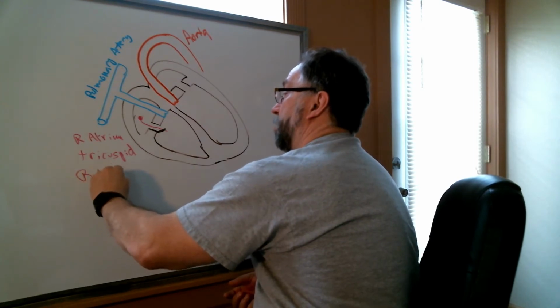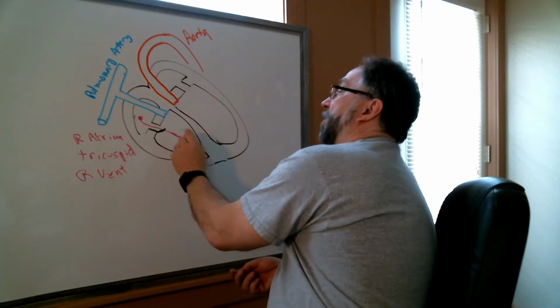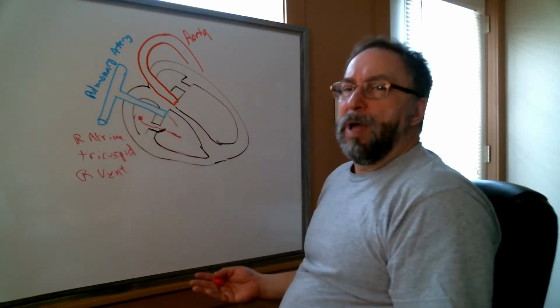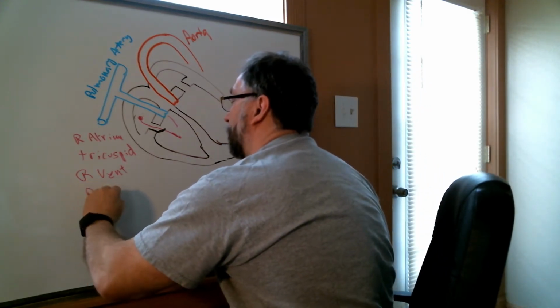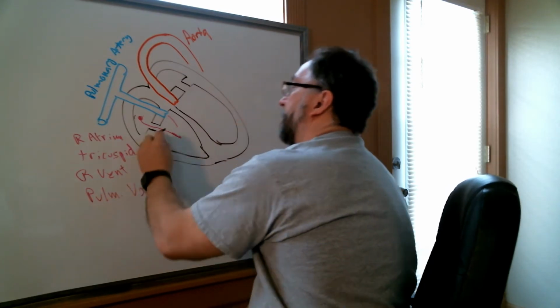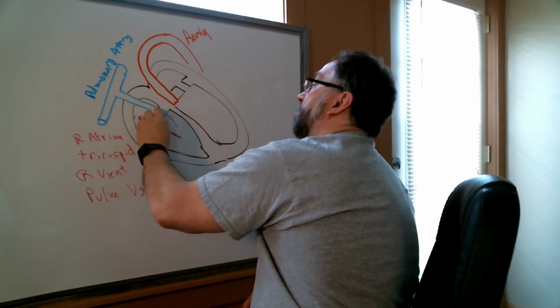Right ventricle. I'm going to write the whole thing out here. From the right ventricle it goes up through the pulmonic valve, the semilunar pulmonic valve they call it, but we'll just call it the pulmonic valve. And through the pulmonary artery.